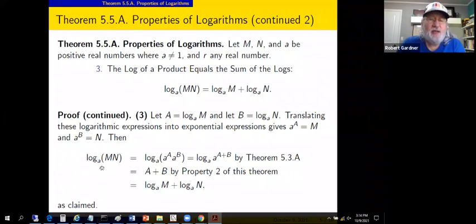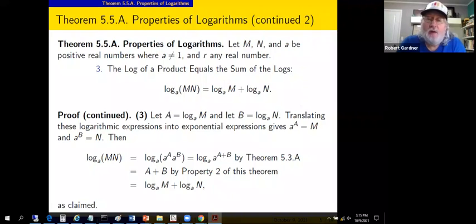So if we look at log base a of M times N, that would be log base a of lowercase a to the capital A power times lowercase a to the capital B power. That's what we just established for M and N. So we're just substituting in for M and N these exponential expressions. Now we've got a product of two exponential expressions. When you have a common base, you add exponents. For the record, that's theorem 5.3.a, where A and B were any real numbers. And so with multiplication and a common base, we add the exponents to get A plus B.